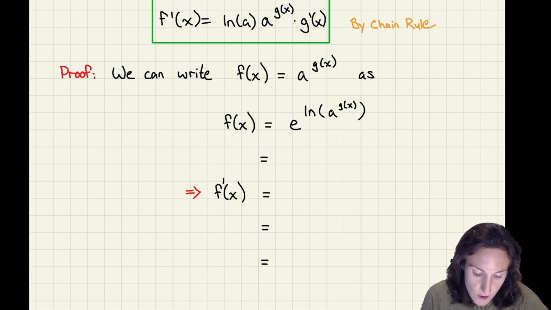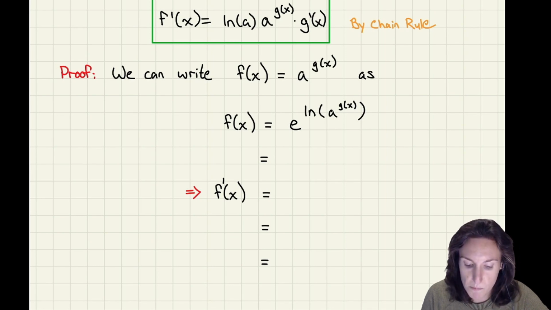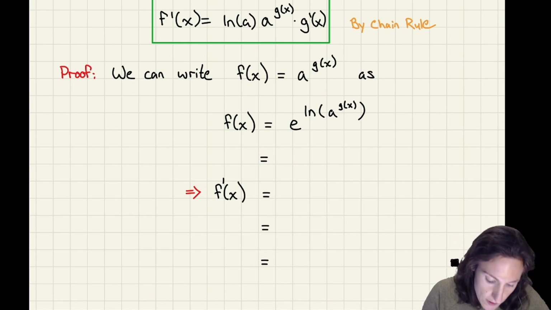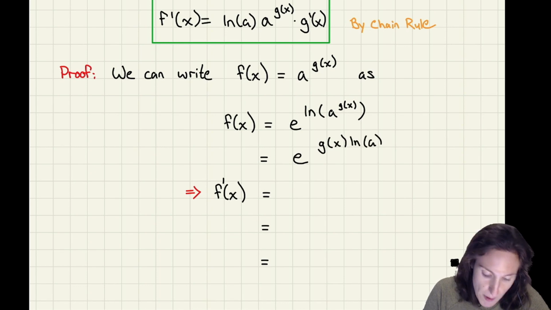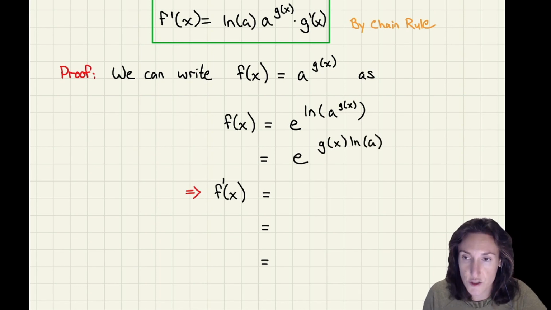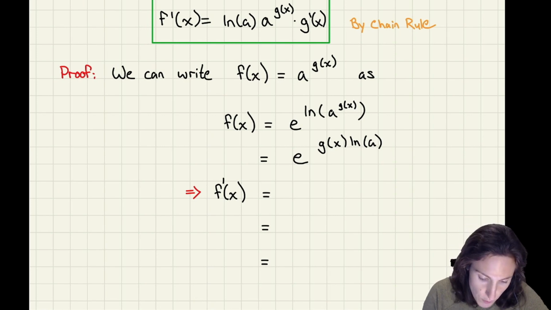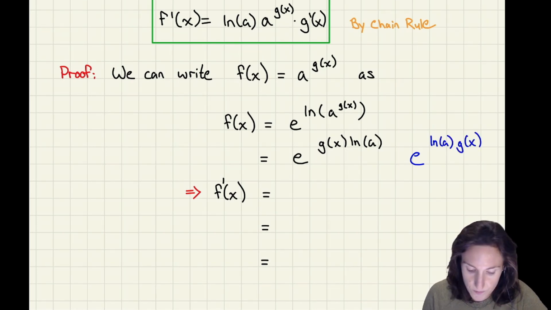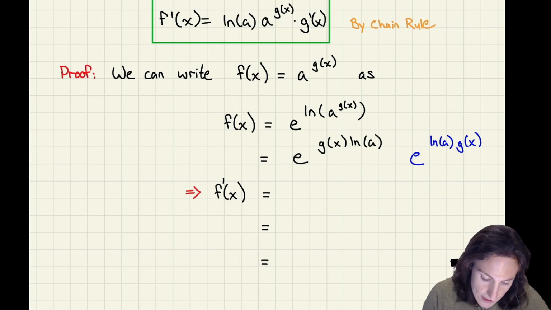Now, by ln rules or logarithmic rules, we have the g of x in the exponent, so we can bring it down to the front. So we can write e to the g of x ln a. And remember, ln a is just a constant. Okay, so if you want, you could write it as e to the ln a times g of x if you always want your constants in front. And if I differentiate this, I'm going to rewrite what I have.